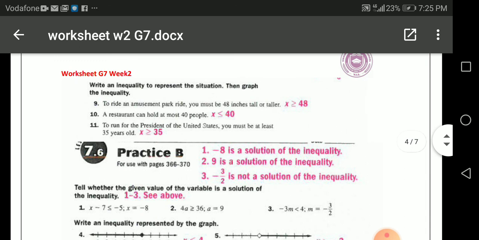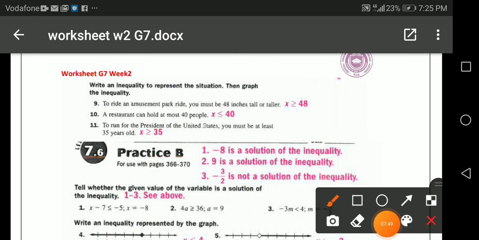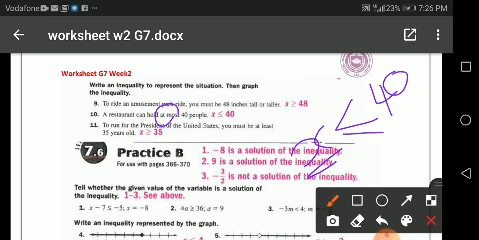Okay, guys, and I have to mention also number 10 because it's important here. A restaurant can hold at most 40 people. So here the restaurant can hold at most, not more than. This means what? At most, not more than 40. So 40 people here is the most. So I can't take more than that. Okay, I can take less than that. So this means at most.